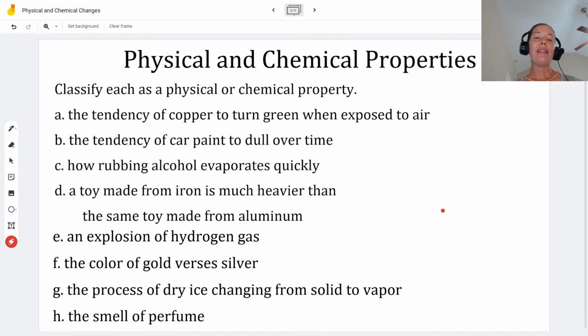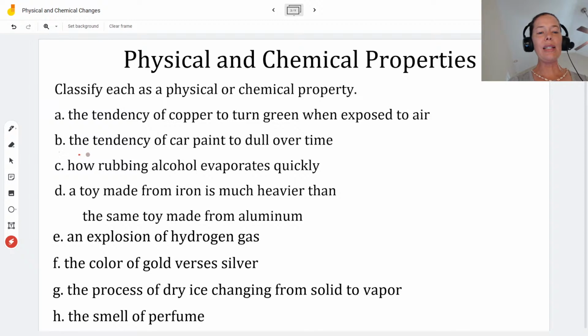So that is a chemical property of copper because it is actually oxidizing. It is changing from pure copper to a copper oxide. So that is a chemical property. Okay, so B.